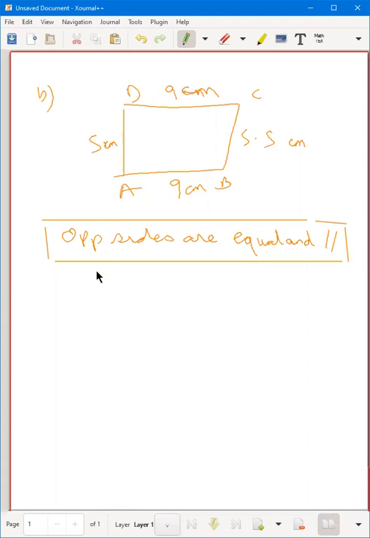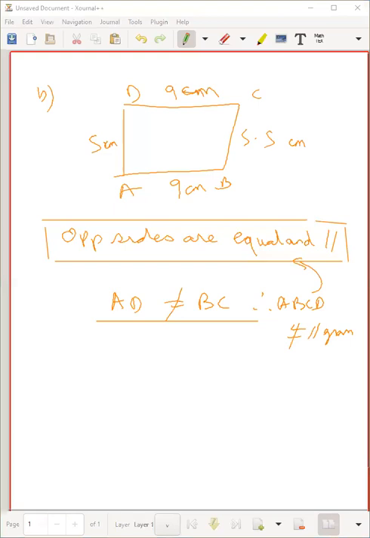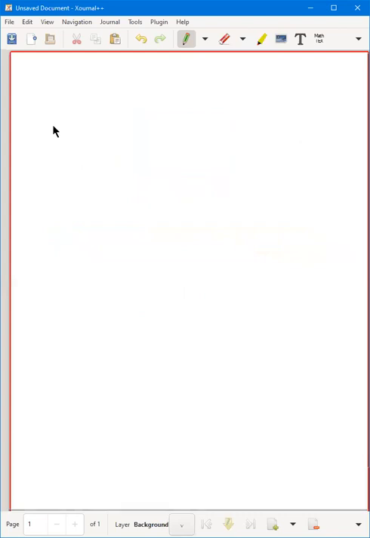So what do we do here? AD is not equal to BC. Therefore, ABCD is not a parallelogram because a parallelogram has opposite sides equal and parallel, right? Please remember all of this. These are the properties and these are the way the applications come. Okay, another one. Figure this out quickly.